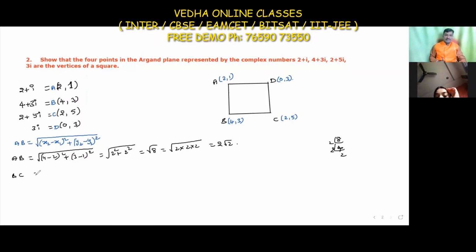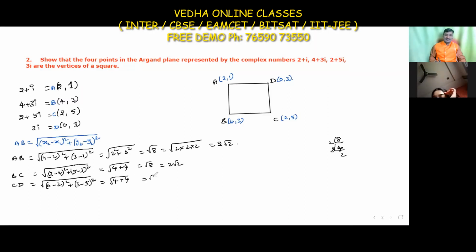Similarly find BC. BC is under root of (2 minus 4) whole square plus (5 minus 3) whole square. Again it's 4 plus 4, root 8, that is 2 root 2. CD, under root of (0 minus 2) whole square plus (3 minus 5) square, again 2 root 2 only. AD also: minus 1 square plus 0 minus 2 square.